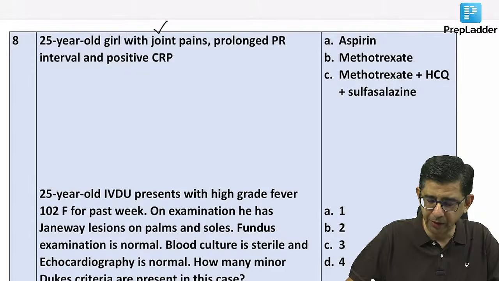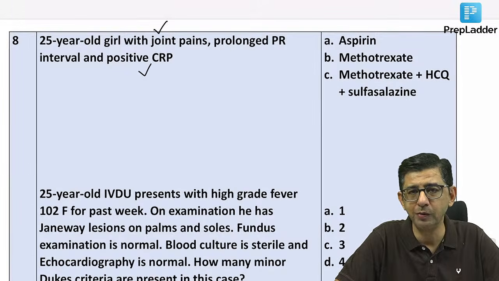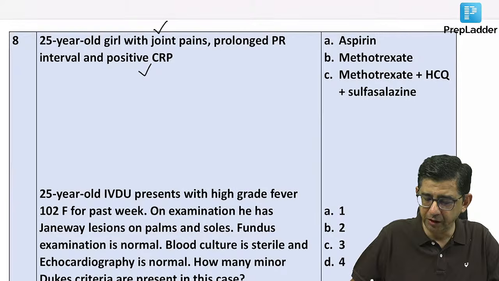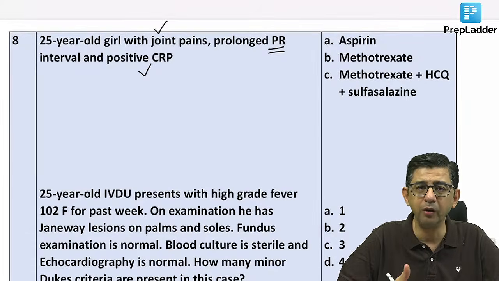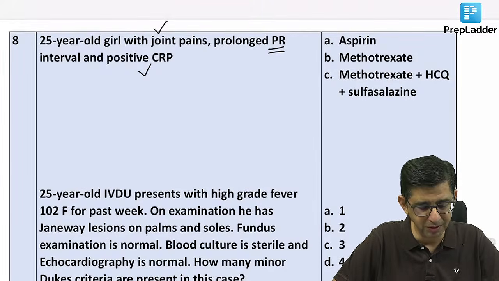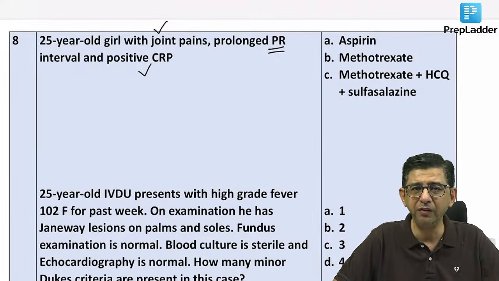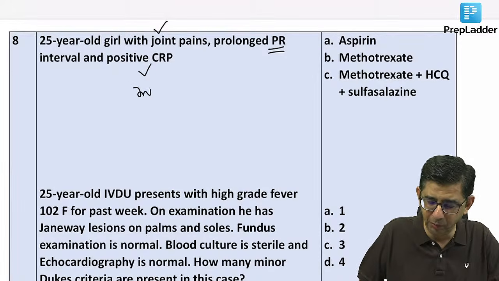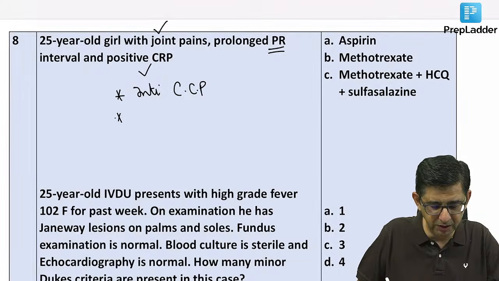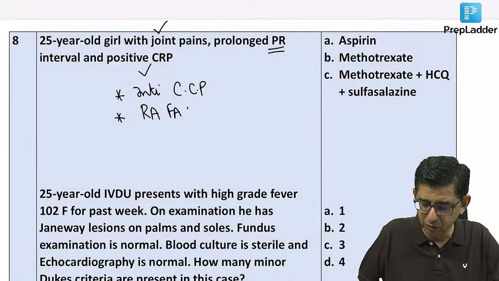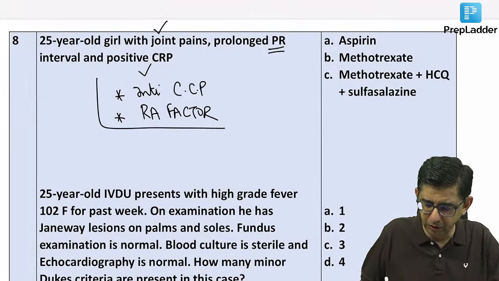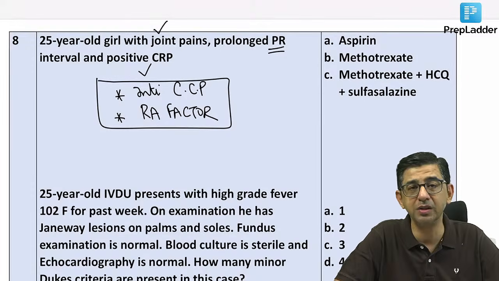If you look at joint pain and positive C-reactive protein, you could think in terms of rheumatoid arthritis, but considering a prolonged PR interval is also given in the question, I need to think in terms of rheumatic fever as my initial diagnosis, considering an Indian patient. So yes, I agree that you can think in terms of rheumatoid arthritis, but for rheumatoid arthritis, you need those antibodies, no? One of the antibodies always required for diagnosis of rheumatoid arthritis is anti-CCP antibody. Another one that is required is presence of RA factors.